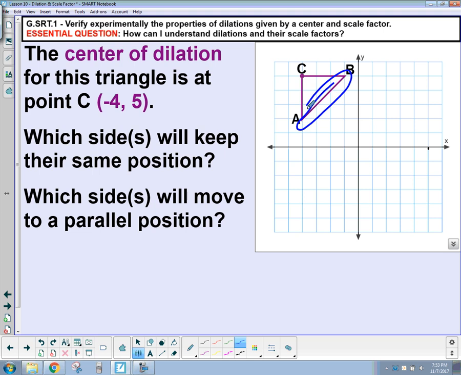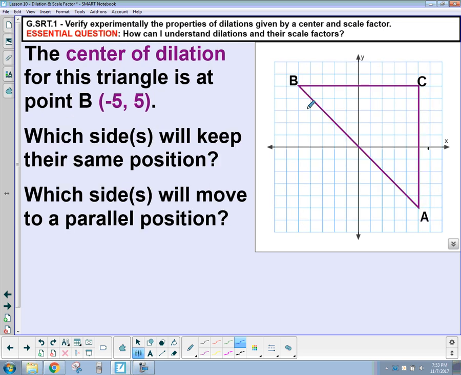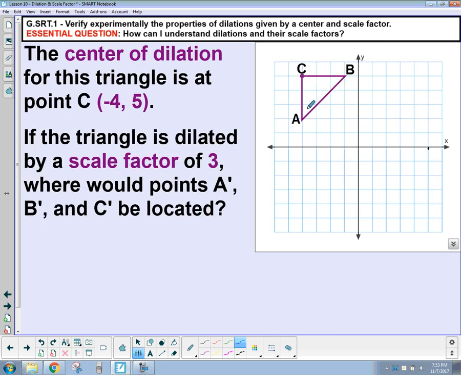If we do a scale factor of 3, it's going to get bigger. So again, just count 1, 2, 3. 3 times 3 is 9. So 1, 2, 3, 4, 5, 6. Same thing this direction. 1, 2, 3. So 1, 2, 3, 4, 5, 6. And it's going to get bigger.